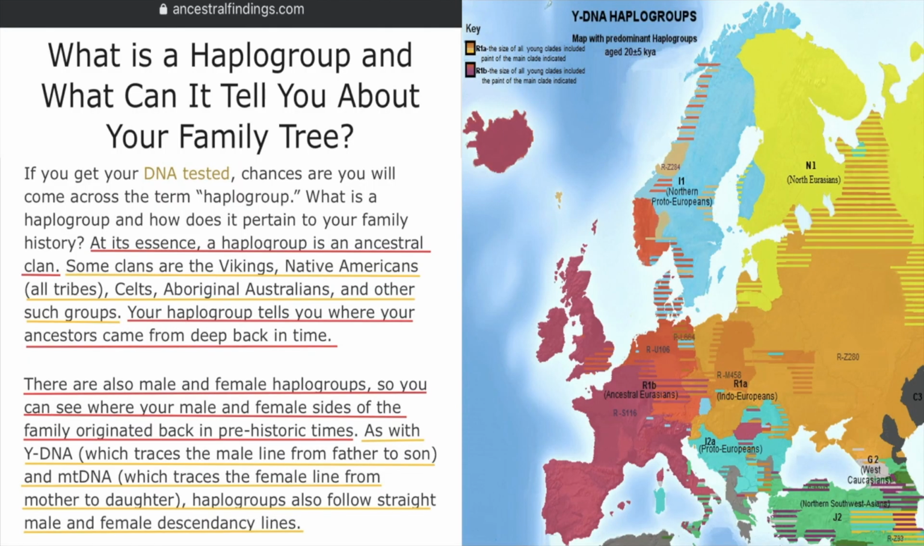This is from "What is a Haplogroup and What Can It Tell You About Your Family Tree?" from ancestralfindings.com, and it reads, at its essence, a haplogroup is an ancestral clan. Some clans are the Vikings, Native Americans, all tribes, Celts, Aboriginal Australians, and other such groups. Your haplogroup tells you where your ancestors came from deep back in time. There are also male and female haplogroups, so you can see where your male and female sides of the family originated back in prehistoric times.